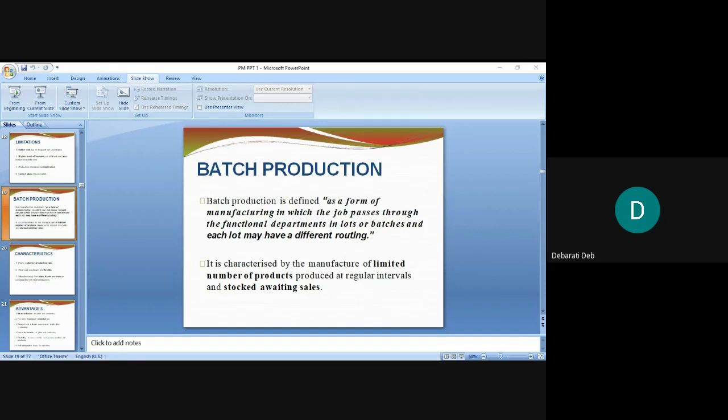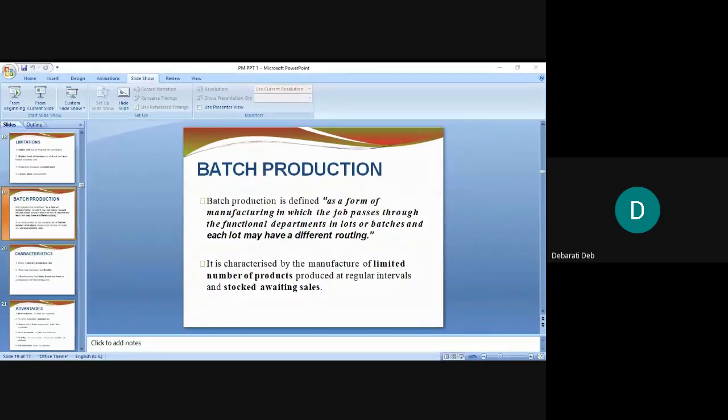Then the manufacturing lead time and the costs are lower as compared to job shop production. Manufacturing lead time means the time between the order and the time of delivery. The time between the order and the delivery. That means the entire manufacturing processing time is called your lead time. So as you have seen in the previous slide, that they are stocked and they await sales, that means you already have the stock in hand.